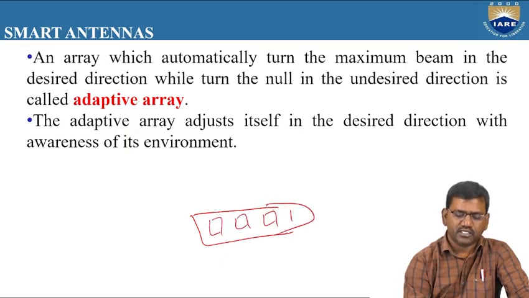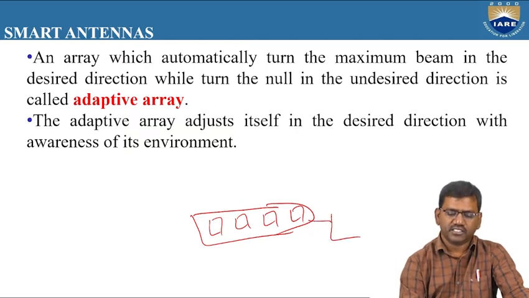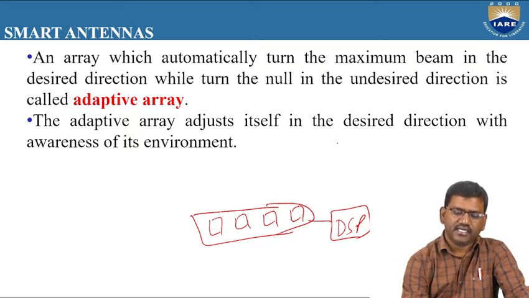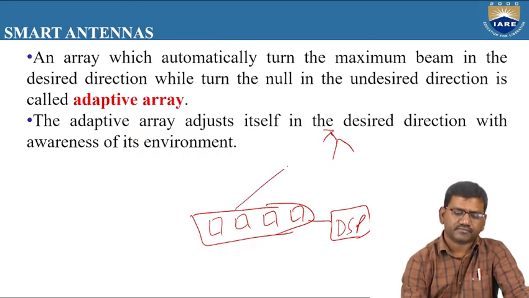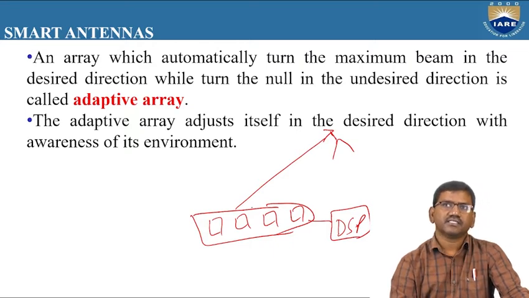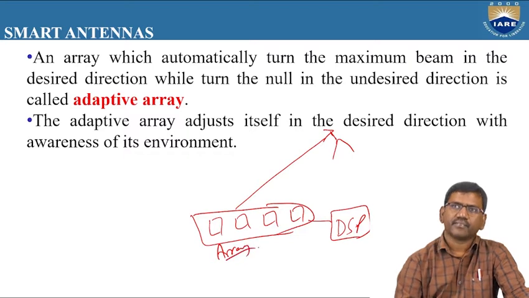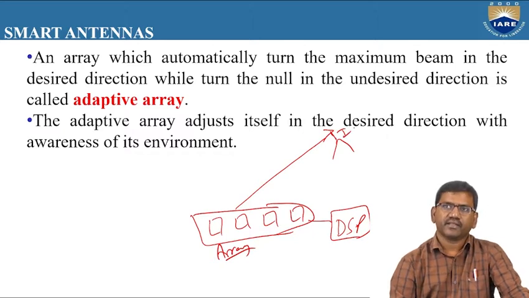In an array, these will function according to the instructions of the DSP. Let us say here there is an antenna, and here there is a user 1. First the user 1 sends the signal to the antenna array.